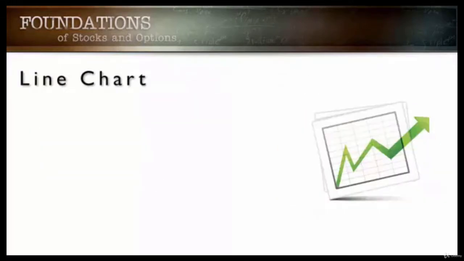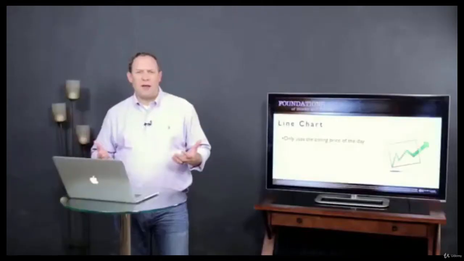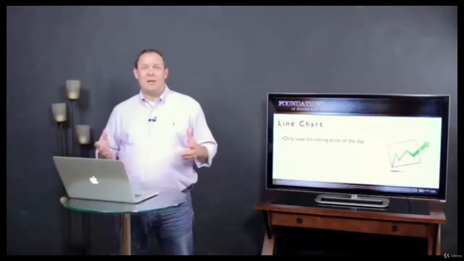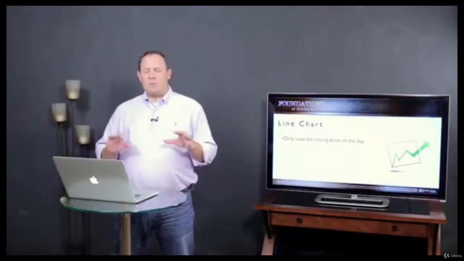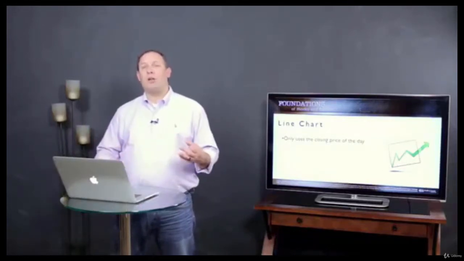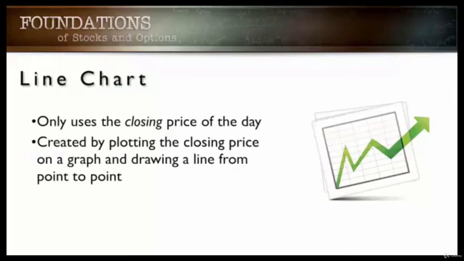The line chart is going to be your most basic form of charting. You've seen these all over the internet and on television, on Google Finance or Yahoo Finance or on CNBC. It's just simply taking a line and drawing a line connecting all of the closing prices of the day. And that's all it is. It's just going to plot the closing price on a graph and draw a line from point to point. It's the most basic form of charting.